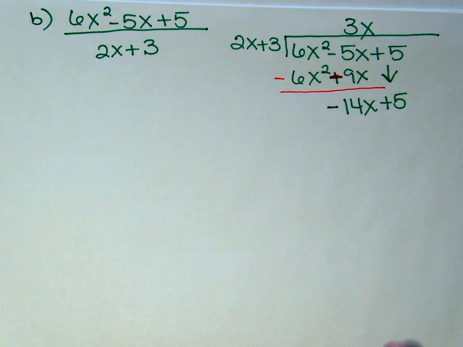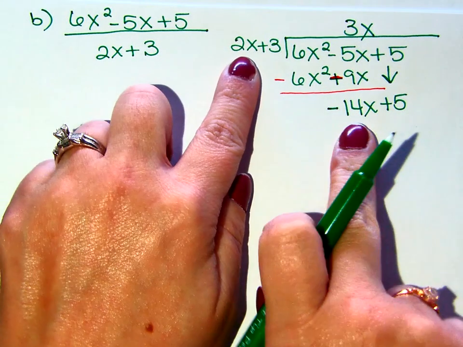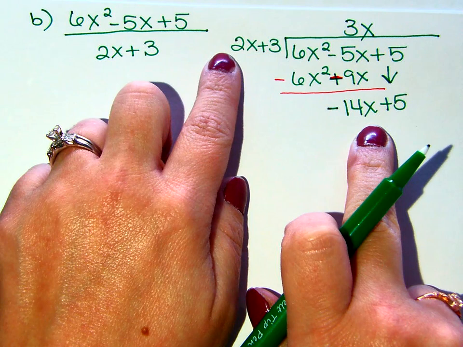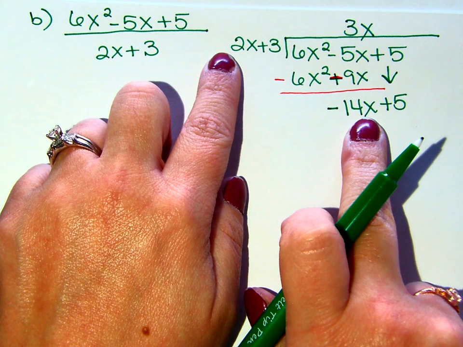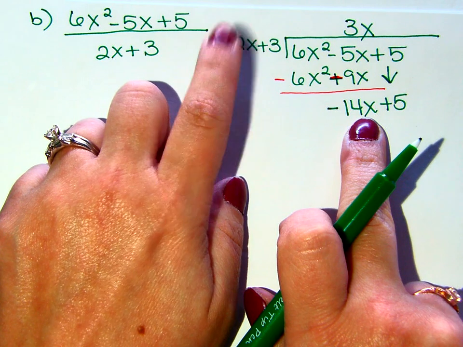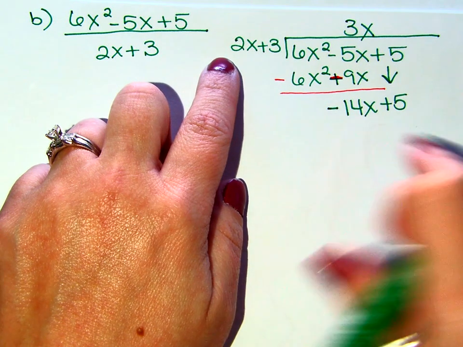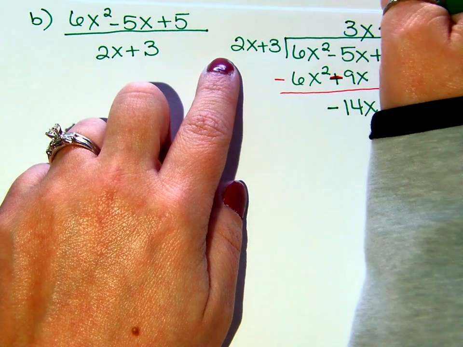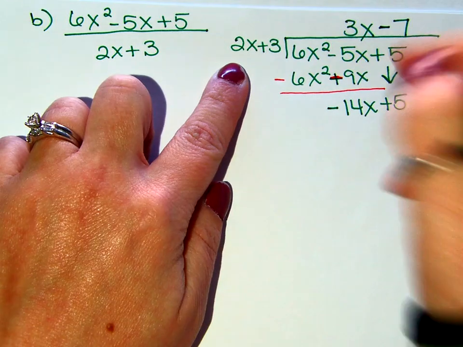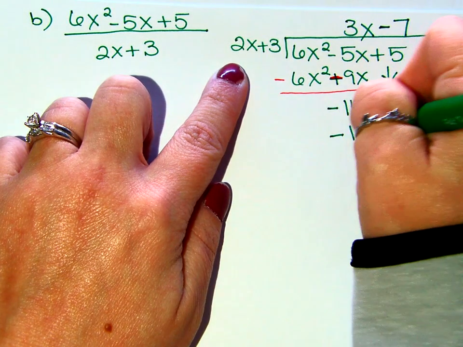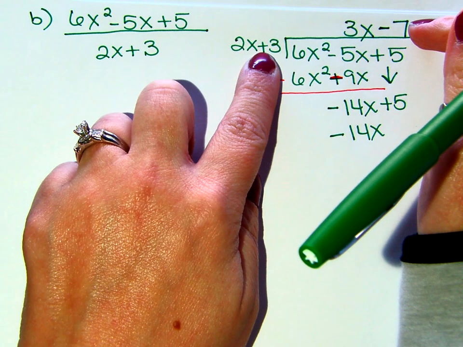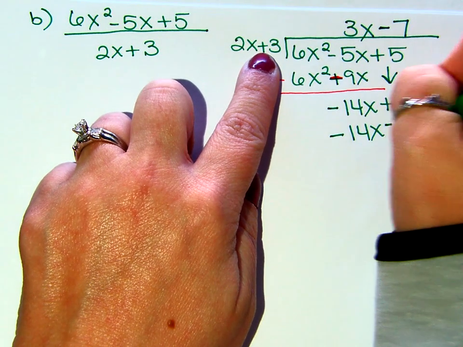Now I'm looking at the 2x, and I have a minus 14x. So what do I multiply 2x by to give me a minus 14x? 7, but this is a positive 2 and this is a negative 14, so it's going to be a negative 7. So negative 7 times the positive 2x will give me the minus 14x. Then I take negative 7 times the positive 3, which will give me a negative 21.